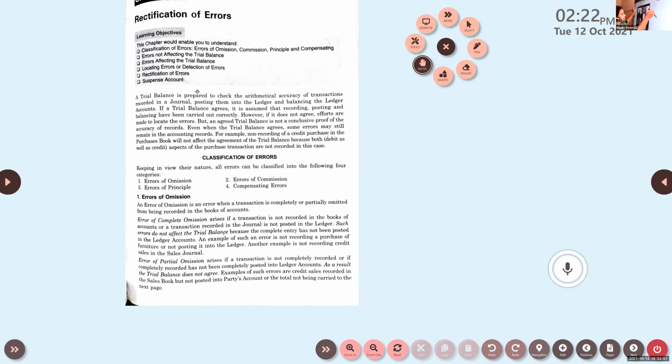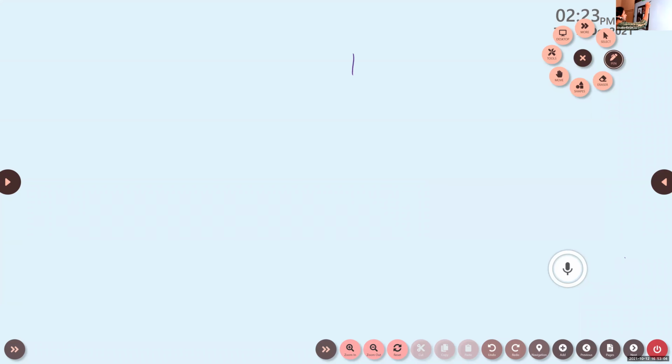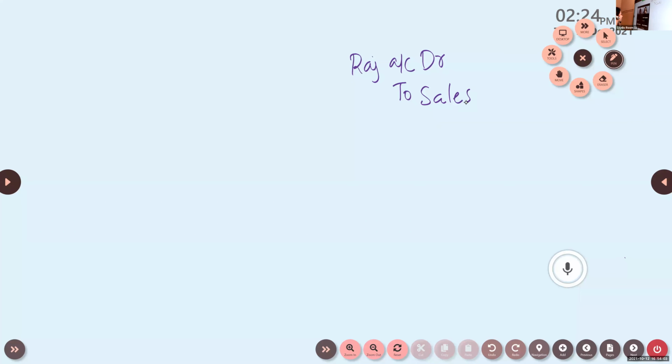See, as I said, Raj account debit to sales. This is an entry. So, Raj account debit to sales. This is a credit sale transaction. Correct? It is credit sales.